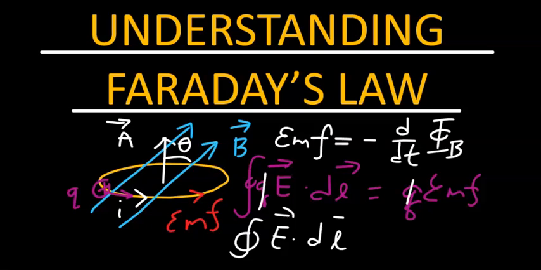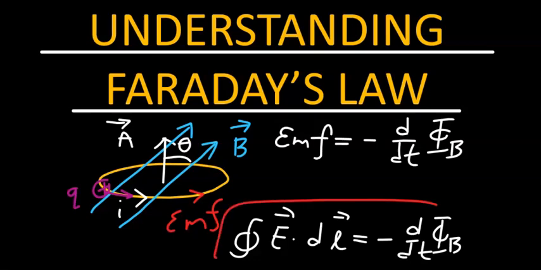The closed-loop integral of E dot dl equals EMF, which is minus d/dt of the magnetic flux through that loop. So this is another way to state Faraday's law in terms of the induced electric field. And we can also use this expression to calculate what that induced electric field is.